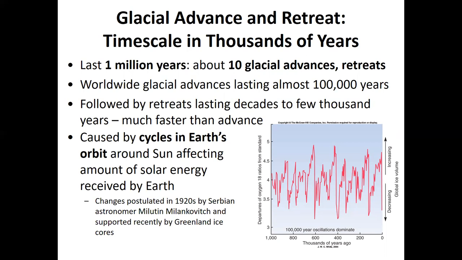Glacial advances are indicative of cooler periods in Earth's climate, with extensive glaciation. So there have been 10 episodes of Earth's climate cooling and then warming. Glacial retreat is indicative of warming. Cooling and warming, cooling and warming.